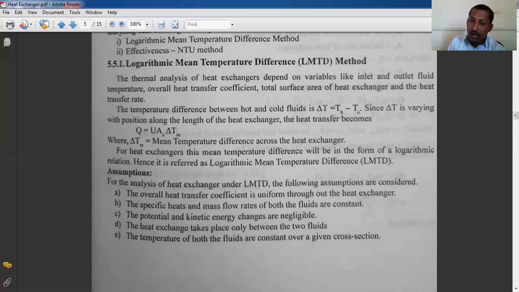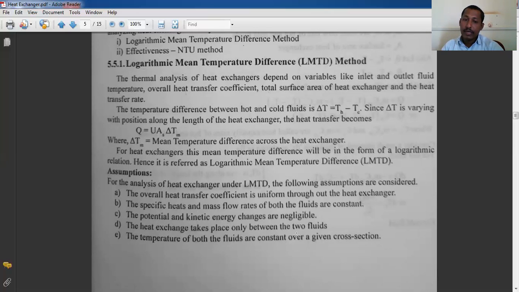First, the overall heat transfer coefficient is uniform throughout the heat exchanger. That is, U should be uniform throughout. Second, specific heats and mass flow rates of both fluids are constant, both fluids meaning hot fluid and cold fluid. Third, potential and kinetic energy changes are negligible. We are not going to consider the energies developed inside the fluid due to its motion, kinetic energy and potential energy.